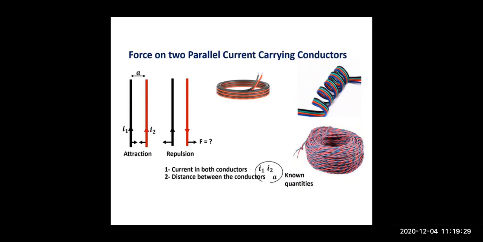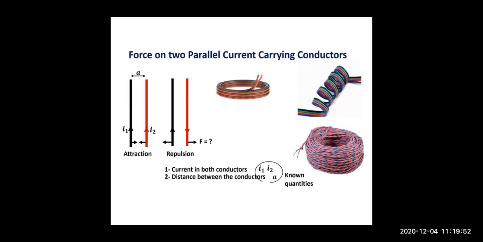So when two conductors which are carrying current are placed parallel, then they will exert a force on each other, right? वो एक दूसरे पे force लगाएंगे. So it can be attractive force, it can be repulsive force. It depends, that we will see, right?